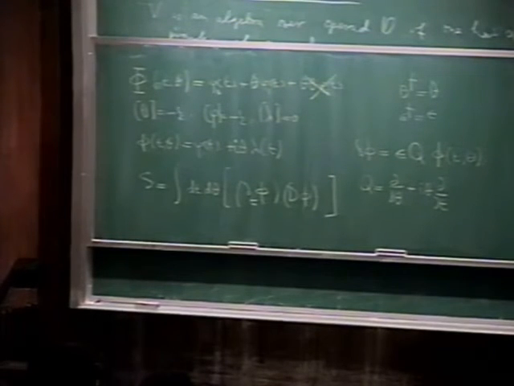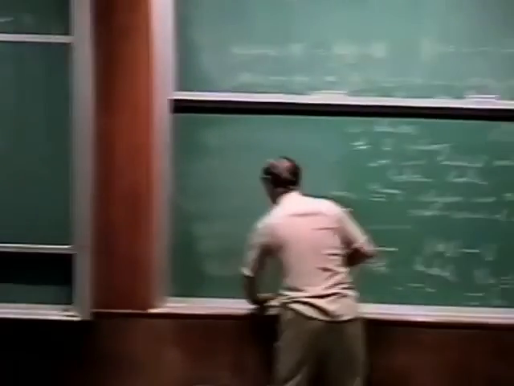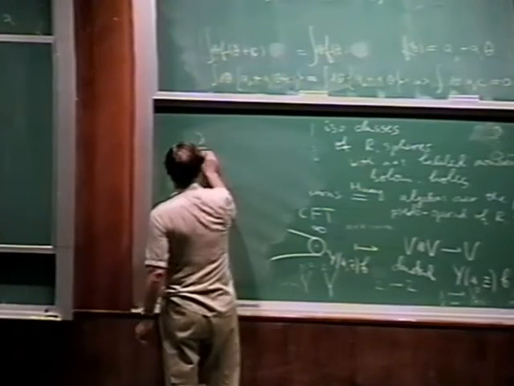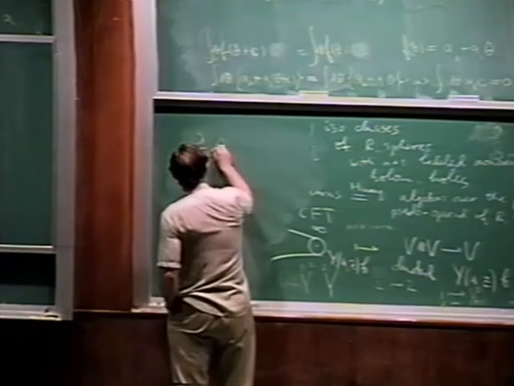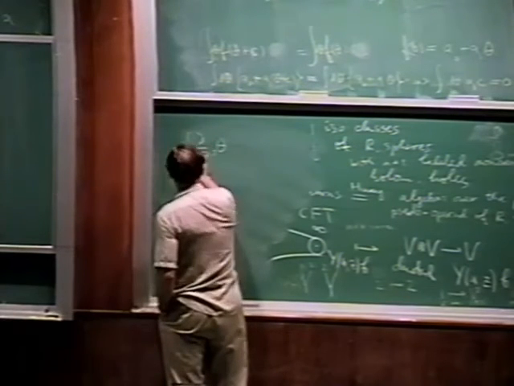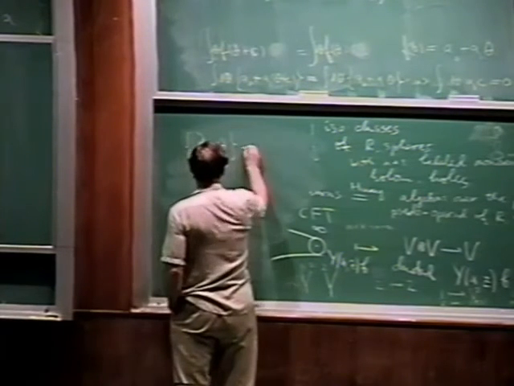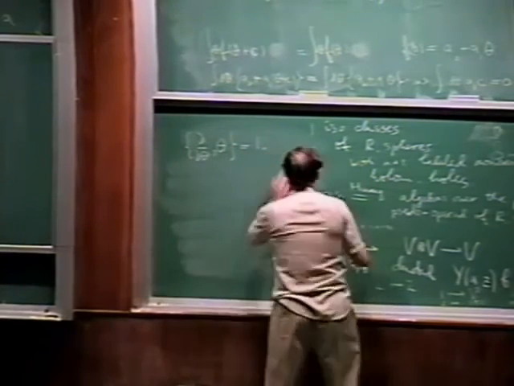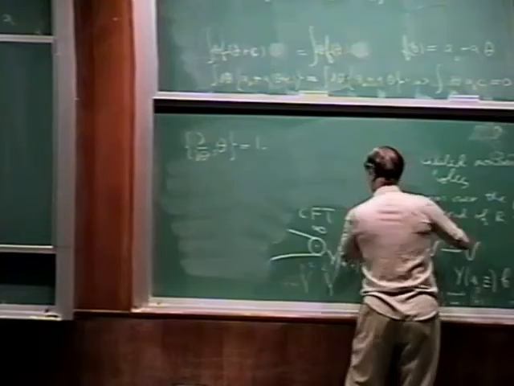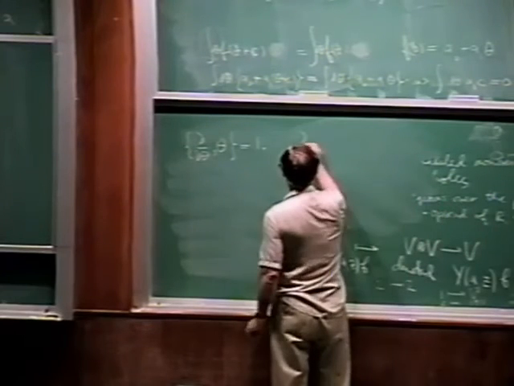So I will define that d/dtheta acting on theta, and I like to write this now as an anticommutator for a reason which will become clear, is equal to 1. So what I mean by this, let me explain that next, and let me write it out.